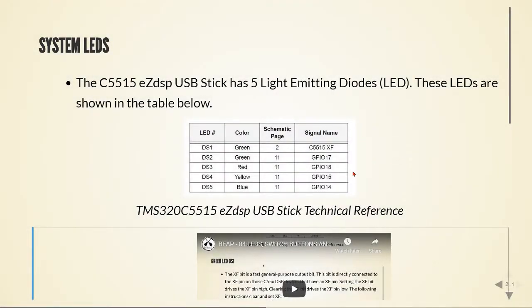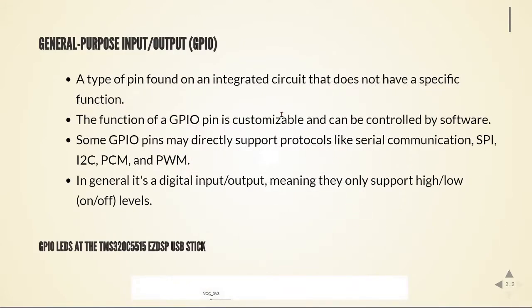The 4 other LEDs are connected to GPIOs. So GPIO is a general purpose input or output, so it's a type of pin found on an integrated circuit that does not have any specific function. So the function of the GPIO pin is customizable and can be controlled by software. So you can set a GPIO to be input or output, and some GPIO pins may directly support protocols like serial communication and PWM and PCM. It's typically a digital signal, so they only support high or low, on or off levels.